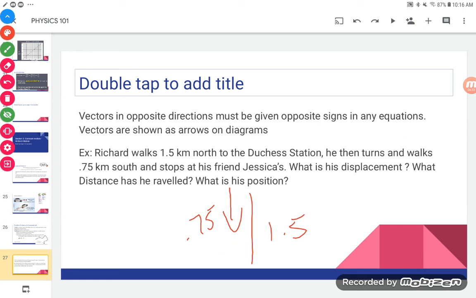Okay, these are kind of like equations on a number line or integers on a number line, so they've got to have opposite signs when you're talking about vectors. So Richard walked a positive 1.5 kilometers north, and he walked a negative 0.75 kilometers south. Okay, so in order to find his displacement, it's 1.5 subtract 0.75. Okay, and he will get 0.75 as his displacement.